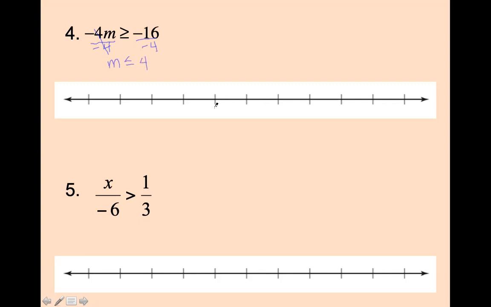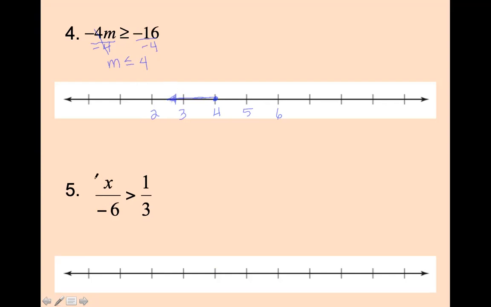So I need a number 4 on my number line. I'm going to do 5 and 6 to the right, 3 and 2 to the left. It is a closed circle at 4 because we have that equal sign, right? Less than or equal to, and numbers that are less than or equal to 4 are to the left on the number line. So I'm going to draw my arrow to the left.